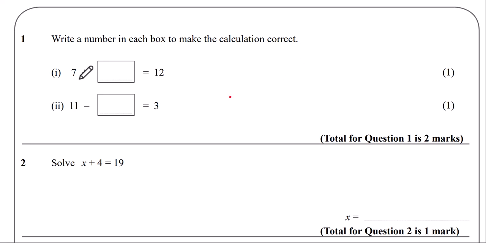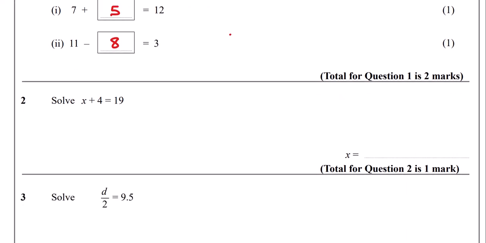Right, so 7 plus something makes 12. I think that number has to be something like 5. And then 11, take away something, it's going to be 3. Now, I think that's going to be 11 minus, what number? 11 minus 8. Good. 11 minus 8 will make 3. Good. And then you come to the next number.